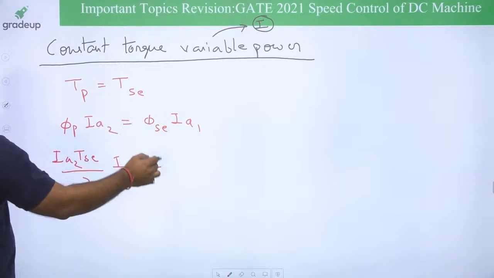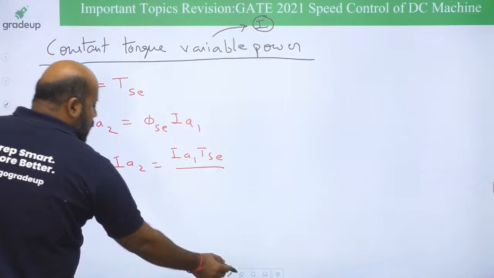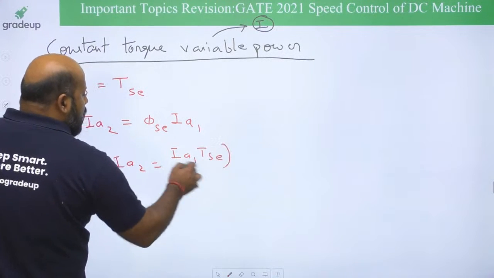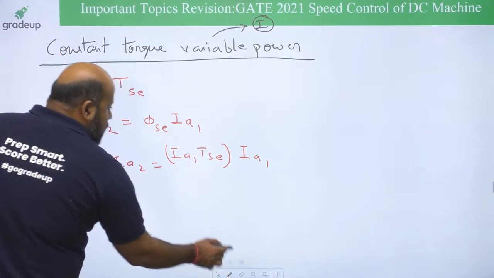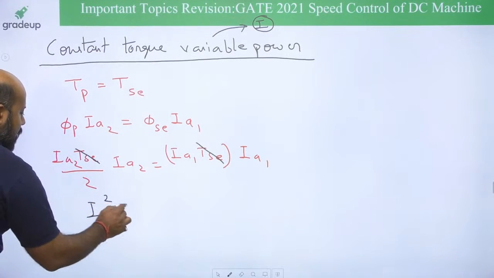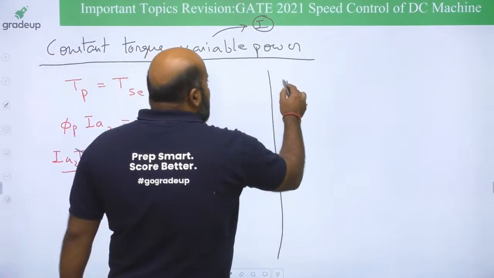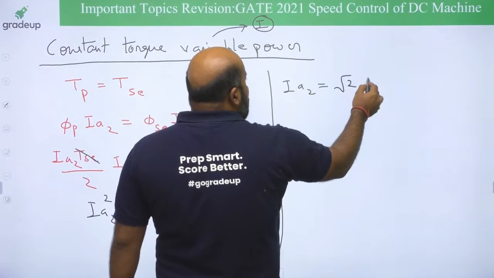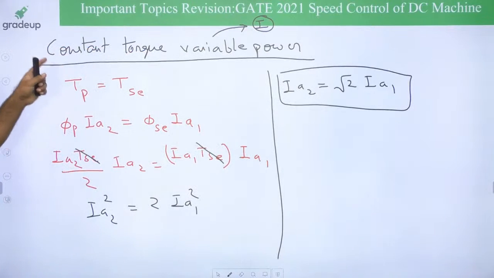What is phi series? Phi series is going to be I_A1 T_SE and this is going to be I_A1. Now T_SE are going to be cancelled and you can write I_A2 square is equal to 2 I_A1 square, or you can write that I_A2 is going to be root 2 times I_A1. It means if you are going for a constant torque and variable power, then the current for the parallel combination you are getting root 2 times.